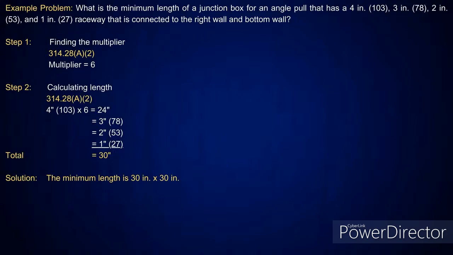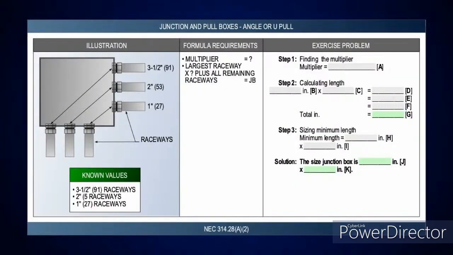Same thing when you get over here to the next exercise problem that you're going to work for your homework this coming week. You've got a 3.5-inch, a 2-inch, and a 1-inch. Okay. And you'll just take the 3.5-inch by the multiplier 6 and add the rest of them together. And you'll notice in step 2, we have E and F in there. So you'll add those additional. Whereas if I was in the straight pull, I didn't add those other conduits. I only do it on an angle or U pull. Okay.